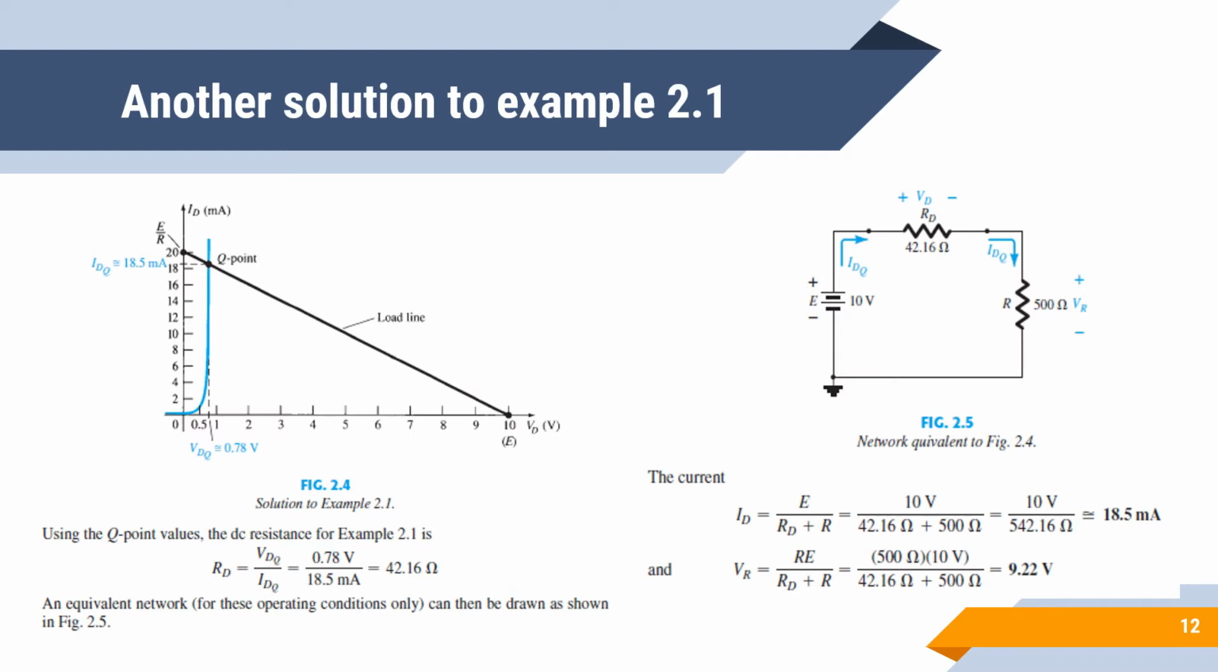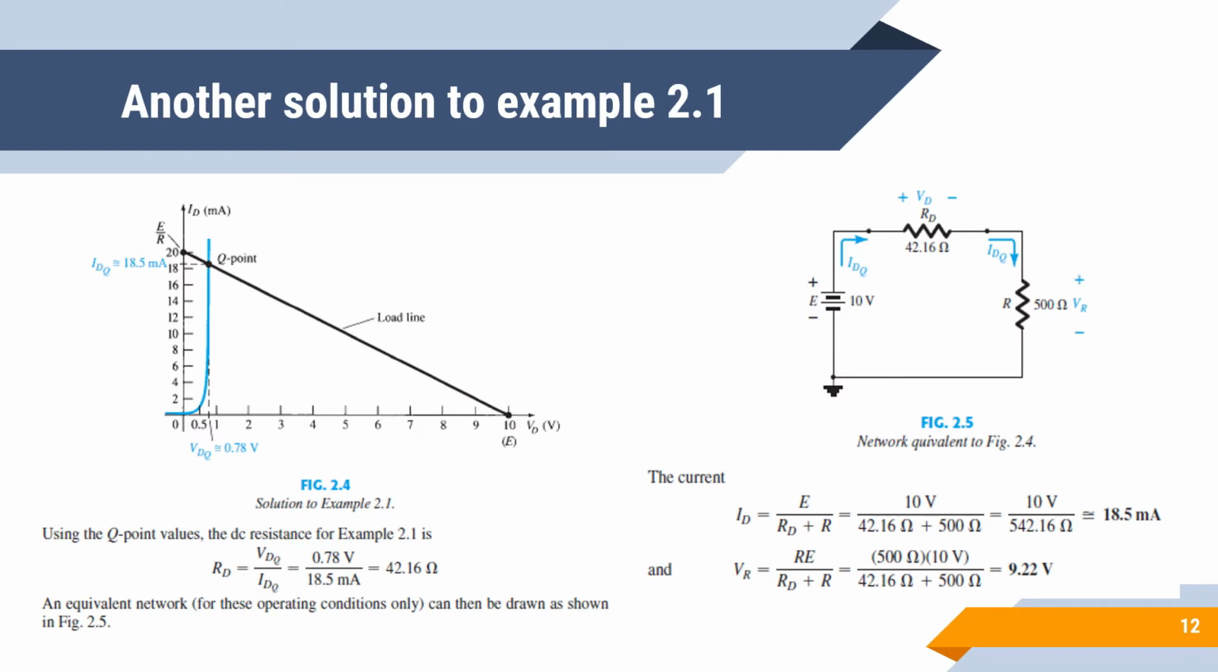So, now, kukunin naman natin yung current, which is ID. Take note that ID is equal to E over RD plus R. So, E over RD plus R is equal to 10 volts over 42.16 plus 500 ohms, which is equal to 10 volts over 542.16 ohms. Kapag kinalculate natin, makukuha natin yung 80.5 milliamperes.